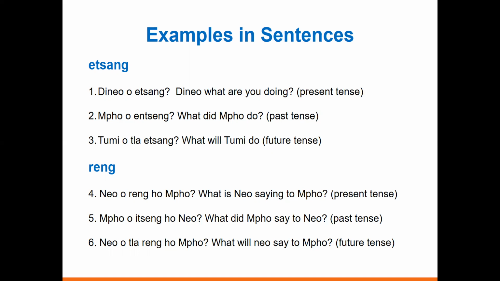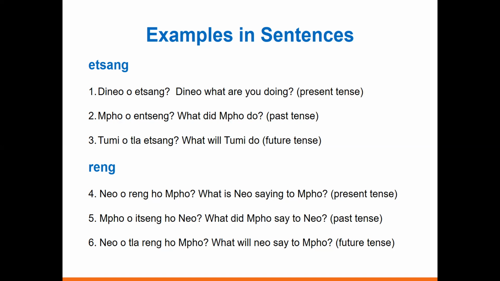Okay, because in the present and future tense, it will stay the same question word. Ring, meaning saying. Neo o ring humpho. Neo o itseng humpho. Neo o tla reng humpho. Okay, so the change there in the past tense, ring becomes itseng, meaning said, or what did he or she say. So you can translate it in Sesotho in that particular sense.